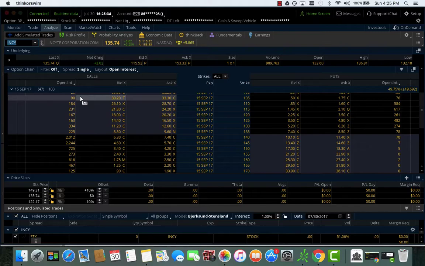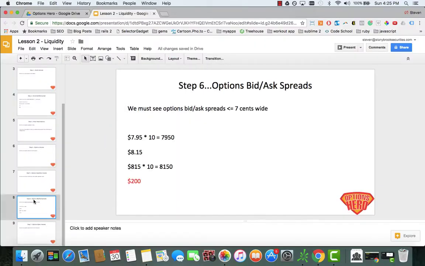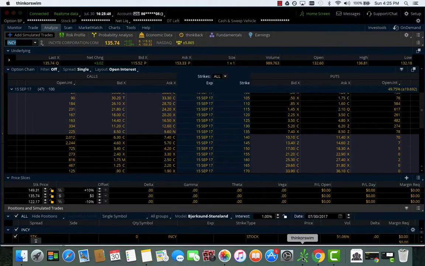And again, the bid-ask spread on these is $1.50 wide. No institution in their right mind who manages money for other people is going to take a loss to enter a trade. So no kidding there's no open interest here, because you're going to have to take an immediate loss to enter the trade. So that's liquidity.